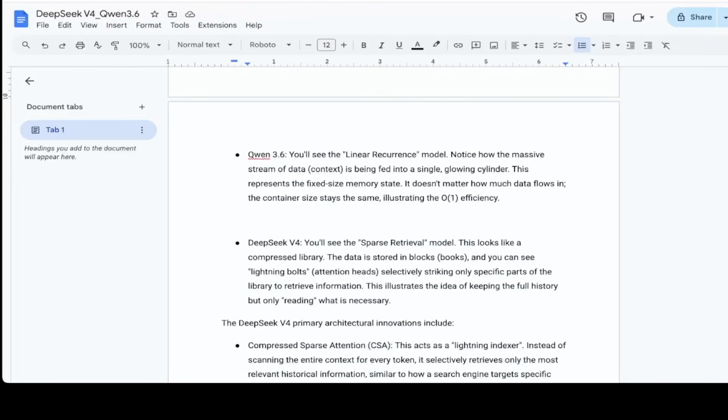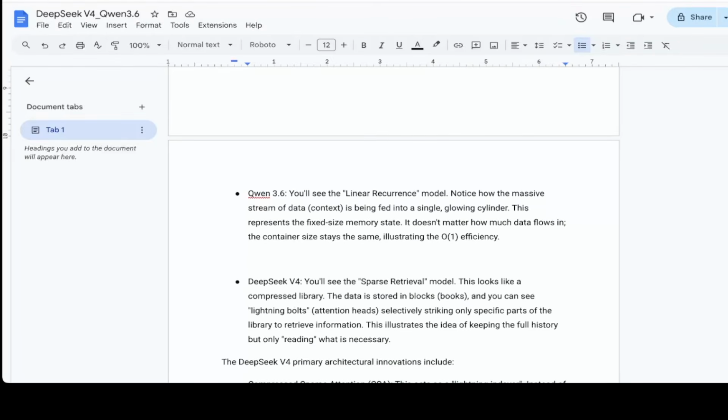And for Qwen3.6, basically you can see that it's a linear recurrence, right? No matter how massive the data input is, it is fed into a single glowing cylinder, which represents the fixed size memory state. It doesn't matter how much data flows in, the container size stays the same. So it's O(1) efficiency.